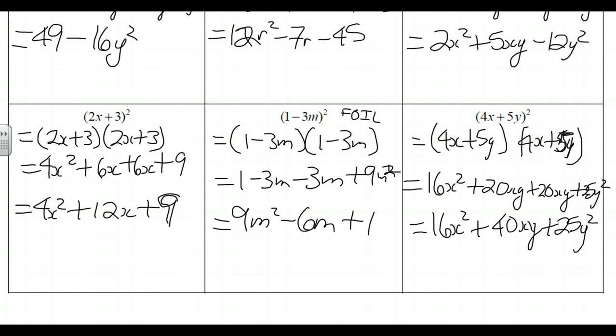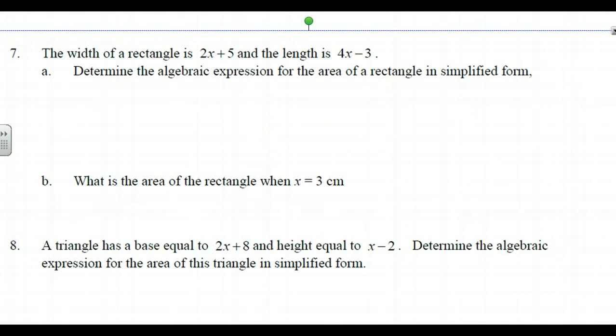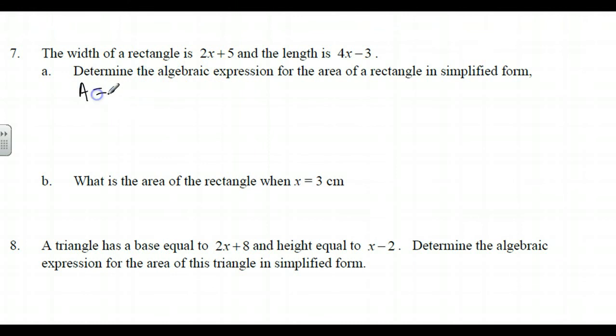And you know, we're almost 40 minutes in, so let's keep going. The width of a rectangle is 2x plus 5, and the length is 4x minus 3. And I can't see where my pen is. Determine the algebraic expression for the area. So area is length times width. Okay, done 100 of those. Is equal to 2x plus 5 times 4x minus 3. And remember, we want simplified form. This is factored form, right? Factors are things that multiply together.